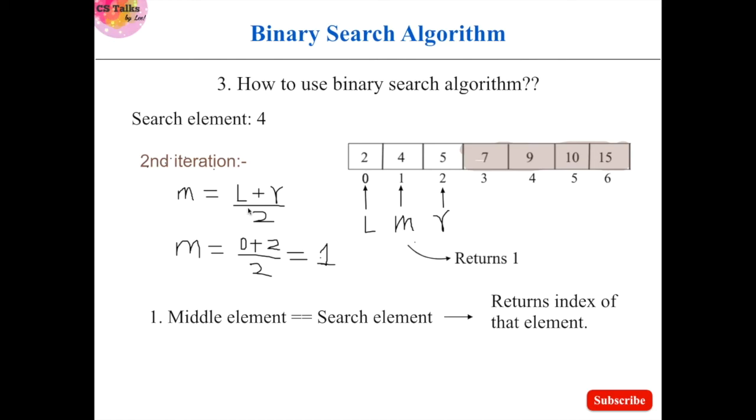On the second iteration, we need to calculate the new midpoint. So L is 0 and R is 2 and the average is 1. Now this middle iterator points to the first index of the array. And then this middle element is compared with the search element. Here both are equal. So this algorithm will return that index, which is 1.